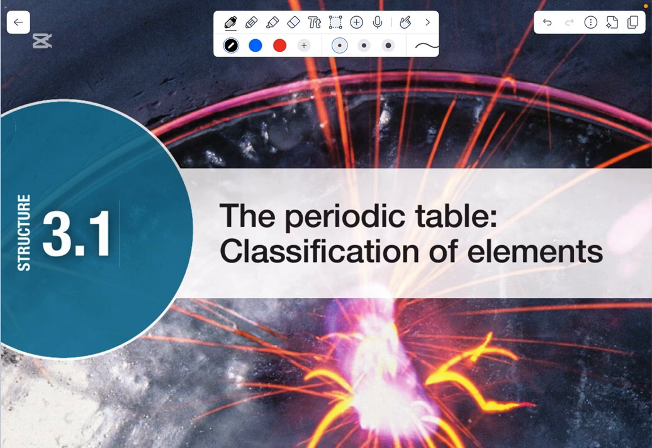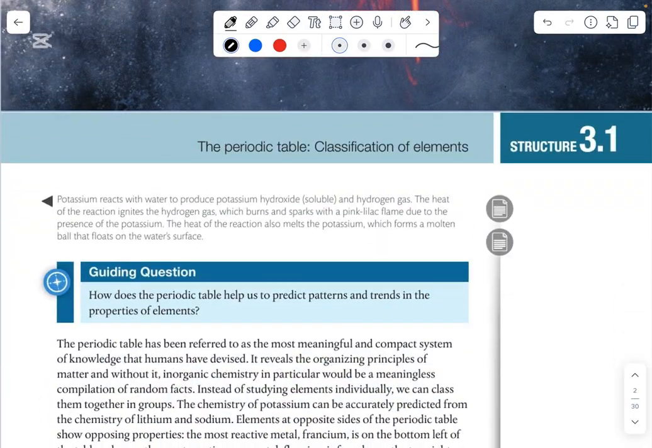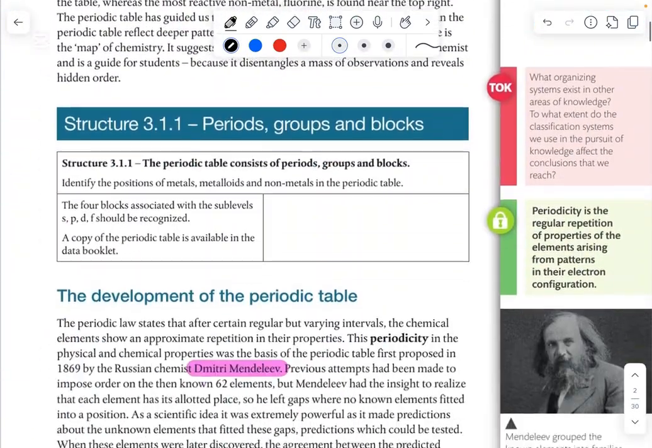Hi everybody, my name is Sibel, and today we're going to be talking about Structure 3.1, the periodic table, classification of elements. First, let's start off with the history of the periodic table.